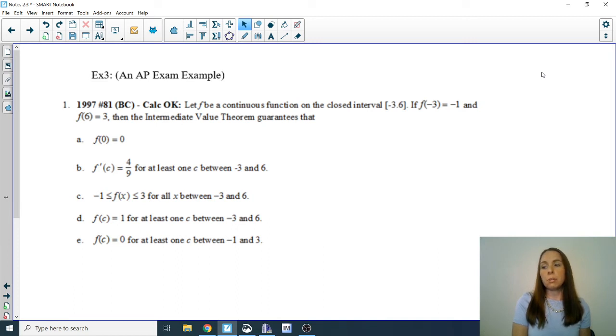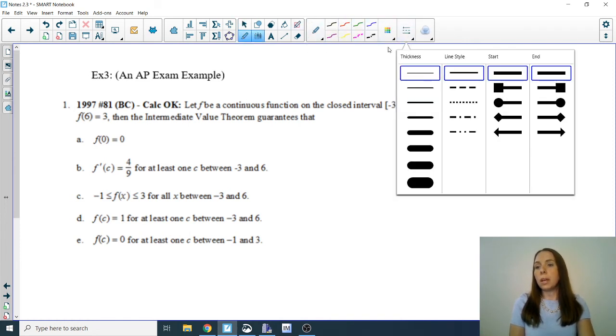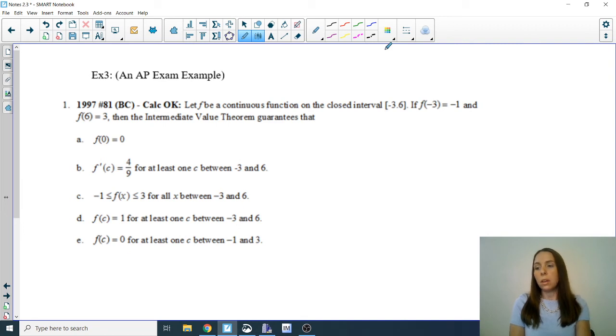Okay, so let's go through each of the options, and I'll talk about why certain options don't work. Like A. A doesn't work. Here's why. We'll get a red pen to strike the ones that don't work. The intermediate value theorem guarantees the existence of some y-coordinate, but not a specific y-coordinate.